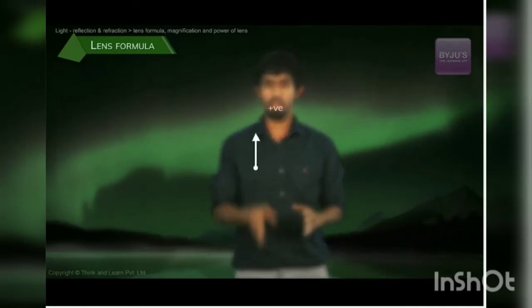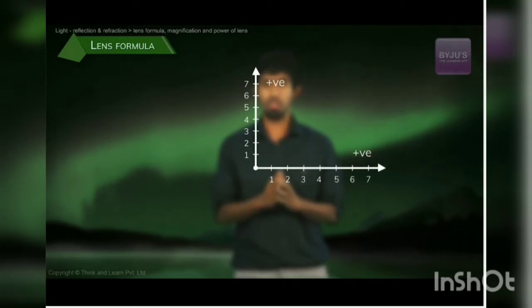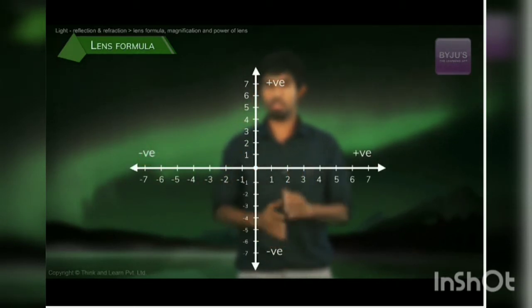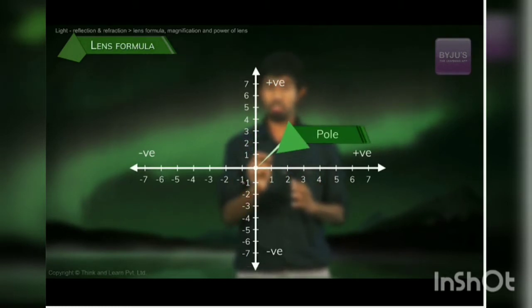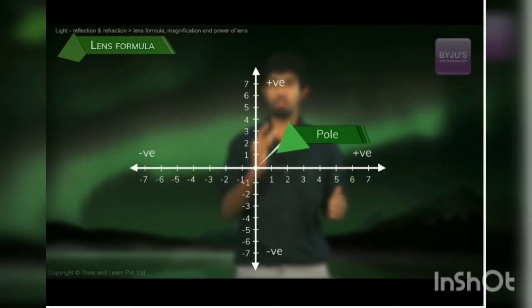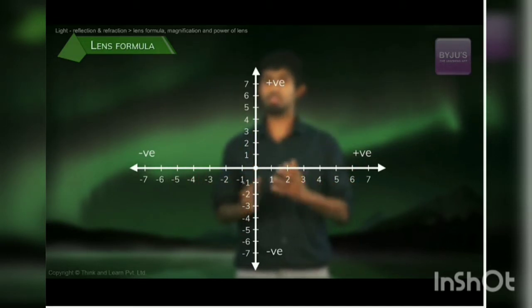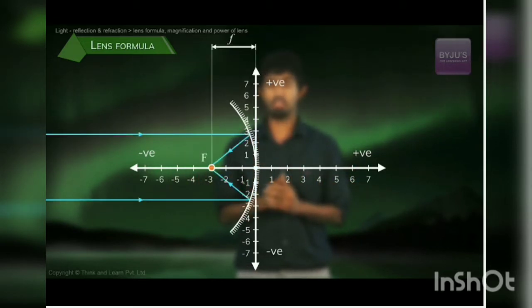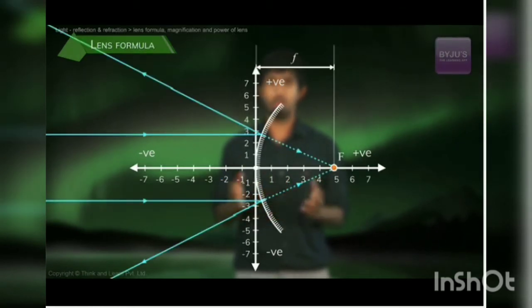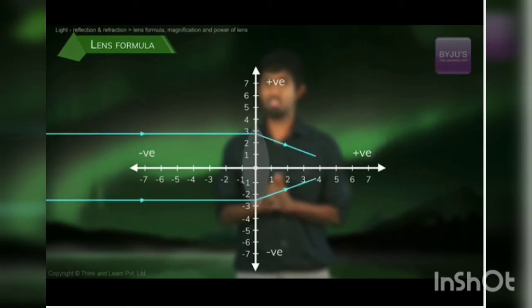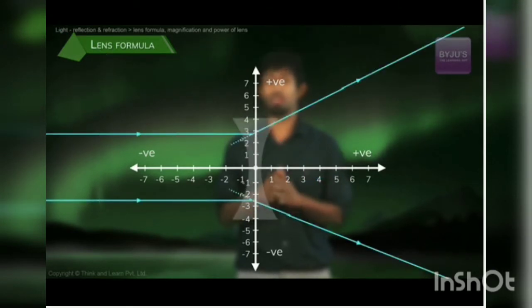What was it? Anything up is positive, anything right is positive, anything left is negative, anything down is negative. And the mirror or the lens is always placed at the origin. The pole of the mirror or lens is always placed at the origin, and all distances are measured from the pole, which makes it so that a concave mirror has a negative focal length, a convex mirror has a positive focal length, and a convex lens has a positive focal length, and a concave lens has a negative focal length. And you can see why all of that is true, it's pretty trivial.